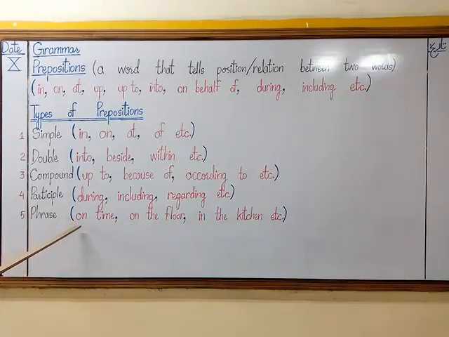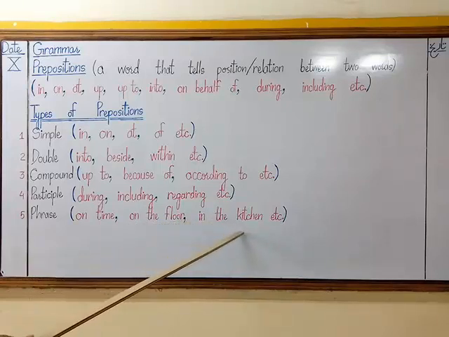तो ऐसी preposition जिसमें preposition और noun या pronoun एक combination में आए, उन्हें हम phrase preposition कहते हैं. On time, on the floor, in the kitchen. These are preposition phrase or phrase preposition. I hope you have been able to understand these 5 types of prepositions here.